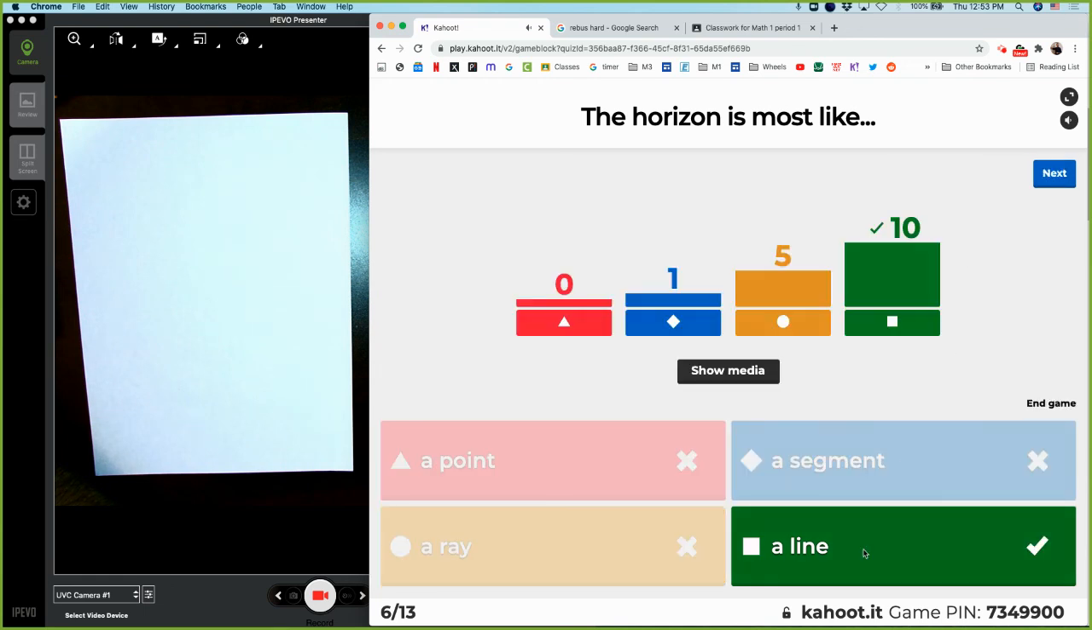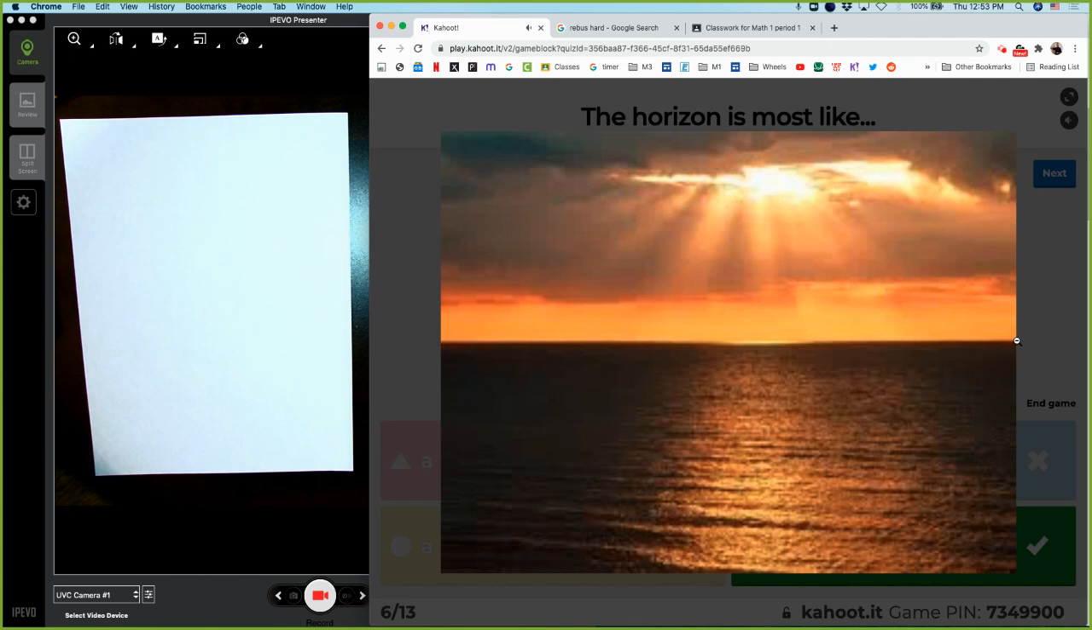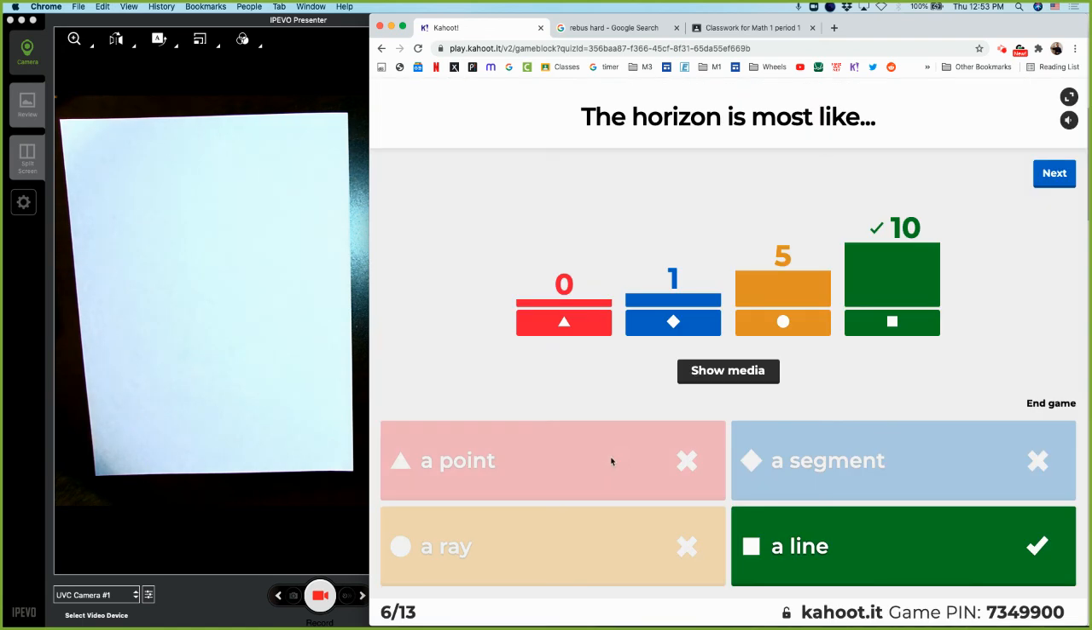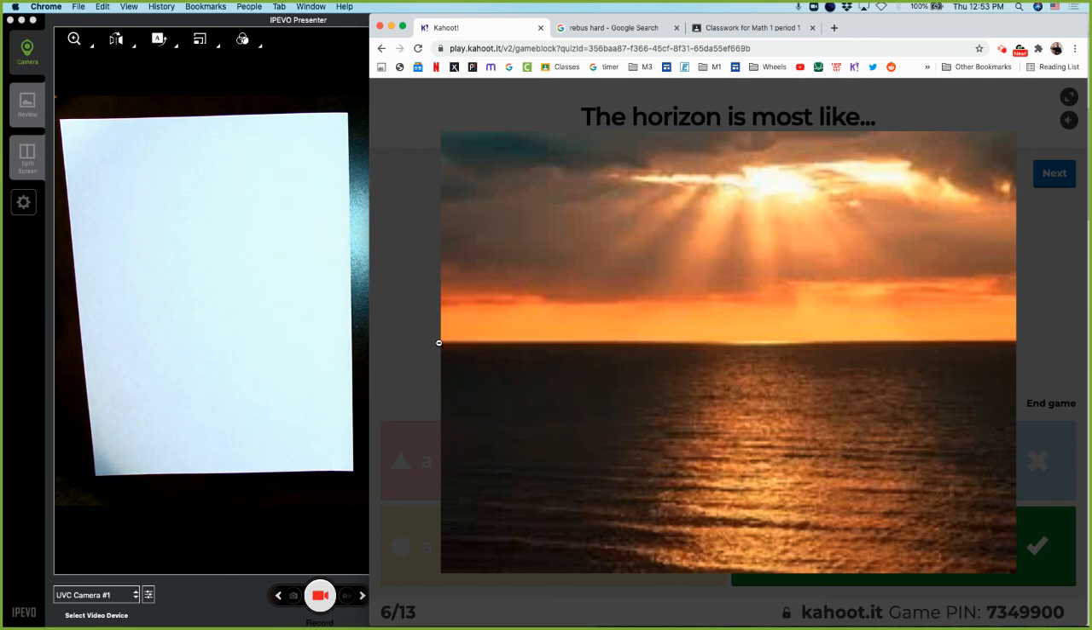All right, a line. Now, a ray starts at one point and goes in the other direction. But does the horizon start at one point? Maybe if there's a mountain here, but again, that's getting philosophical. Let's see. No one said a point. That's good. A line segment. I could understand someone from a picture. It starts here and ends here. That's a line segment. But if you were standing on a boat in the middle of the ocean at the very top of the boat, you would look out and you'd see the horizon. You would turn. You would see that horizon is just a line and it goes all the way around you.